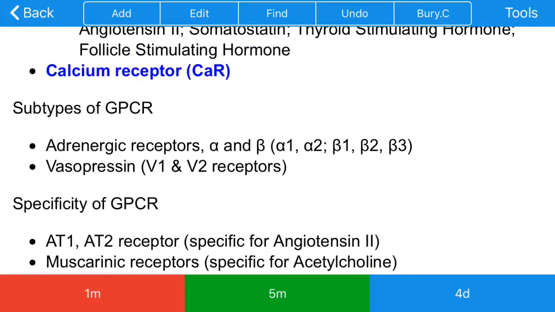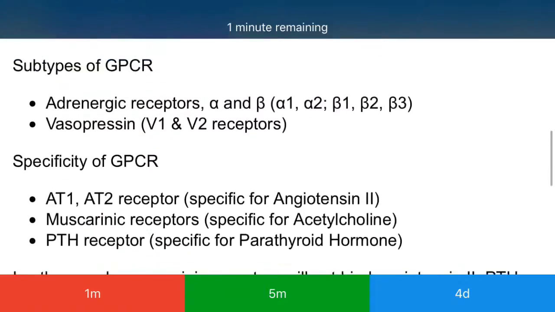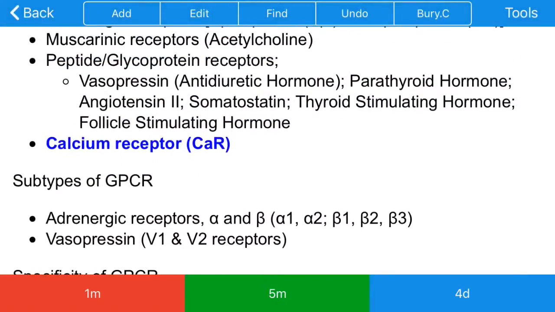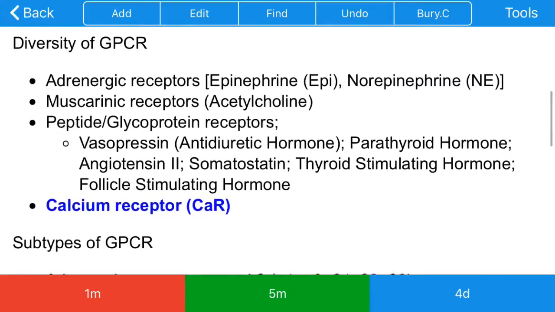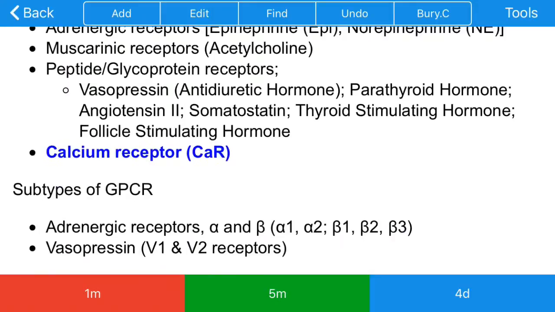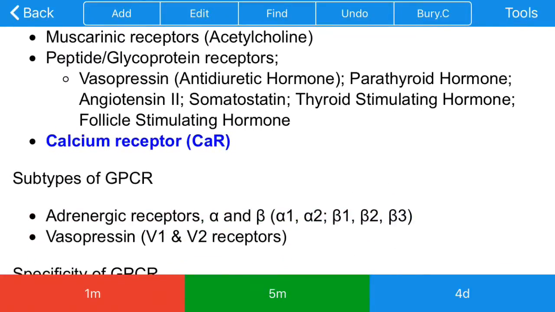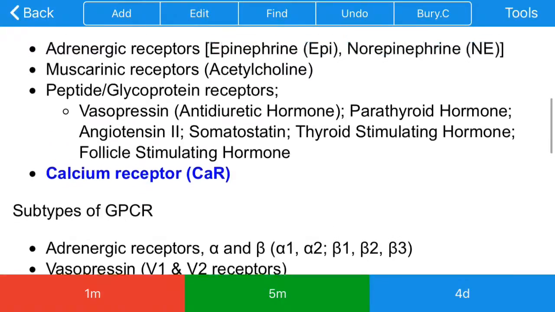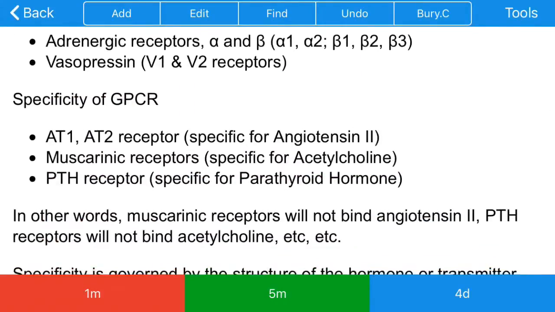And the subtypes are adrenergic receptors and vasopressin. I'm not sure exactly how those are subtypes. Oh, no. What it's saying is that, for example, in the adrenergic receptors, you have alpha and beta adrenergic receptors. Alpha is more for norepinephrine, beta is more for epinephrine, but they do cross-react. Then in those, you have subtypes: alpha 1, alpha 2, beta 1, beta 2, beta 3. Vasopressin V1, V2. I think there are more slides that talk about these.